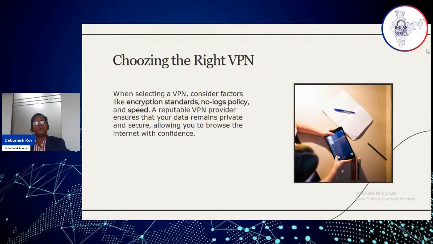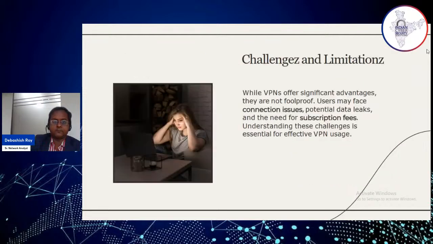And you have to choose the right VPN. There are many VPN solutions, such as AWS VPN and Cisco AnyConnect VPN. You have to choose the VPN based on factors like encryption standards, no-logs policy, and speed. These are the factors that should be considered before choosing the right VPN solution. A reputable VPN provider ensures that your data remains private and secure when you browse the internet with confidence.